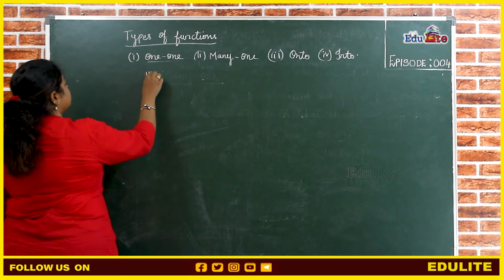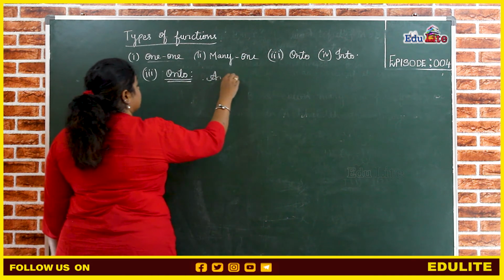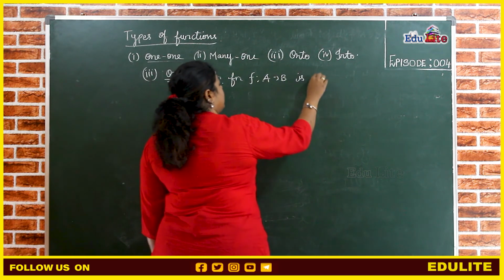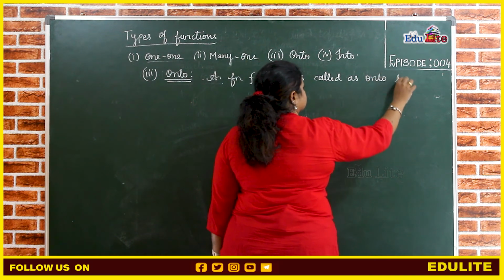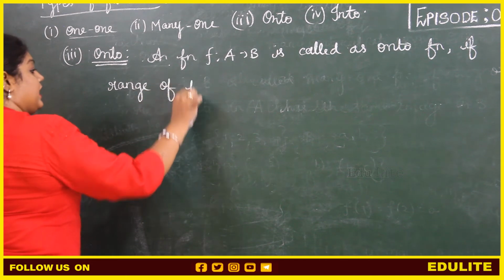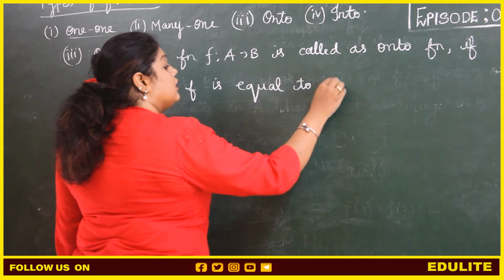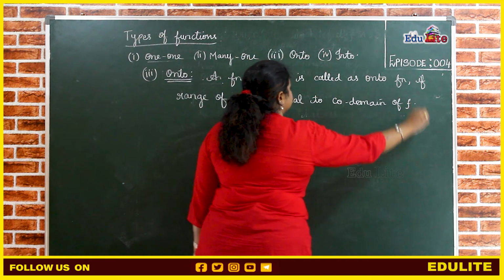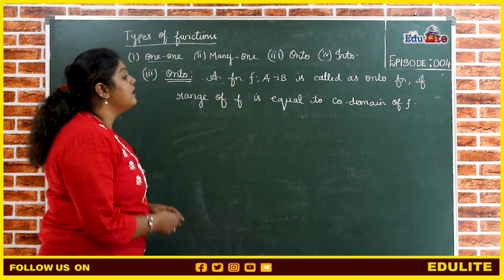And the third one we are going to see is an onto function. Let us see what it is. A function f, a mapping from A to B, is called an onto function if the range of f is equal to the codomain of f. So let us see this with an example. That is, the range of f must be equal to the codomain of f, then it is said to be an onto function.